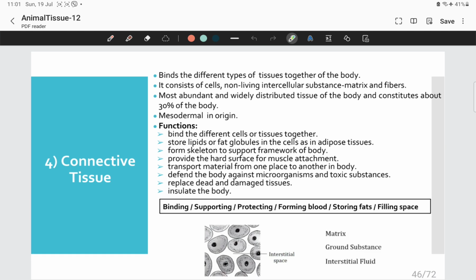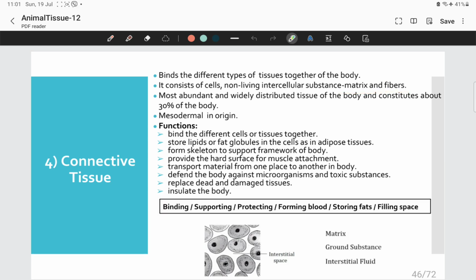As the name suggests, this tissue connects different types of tissue present in our body. That is why connective tissue is defined as the animal tissue which binds the different types of tissues of the body together. As a tissue, it is composed of cells. Along with cells, it is also composed of non-living intercellular substance known as matrix and fibers.